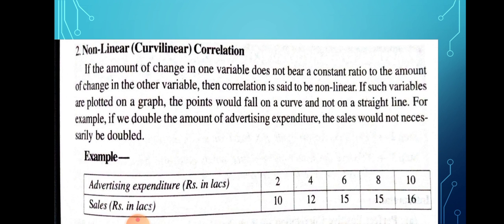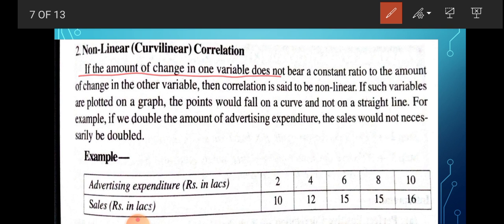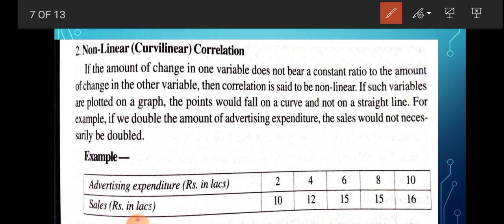Now next is non-linear. Non-linear correlation means what? If the amount of change in one variable does not bear a constant ratio. Depending upon the constant ratio, we are dividing correlation into non-linear and linear. If there is a constant ratio, you will get the graph like this. If there is a non-linear correlation, then maybe the graph is like this, or maybe the graph is like this. So many kinds may be possible.